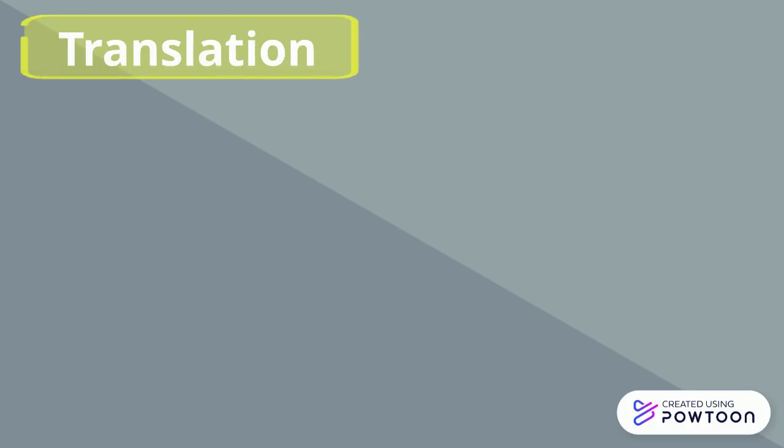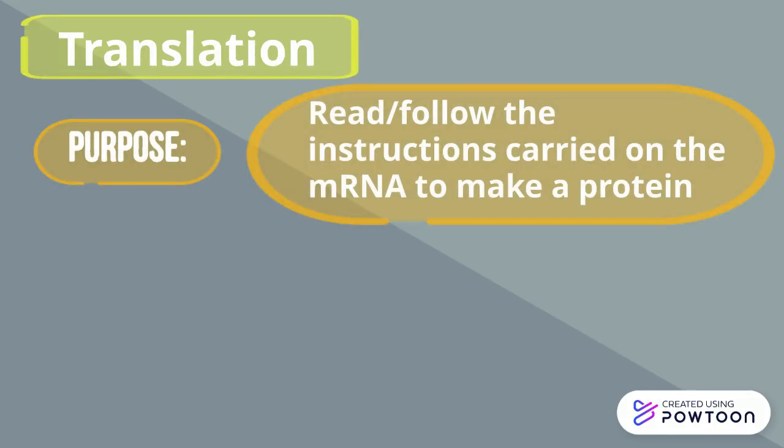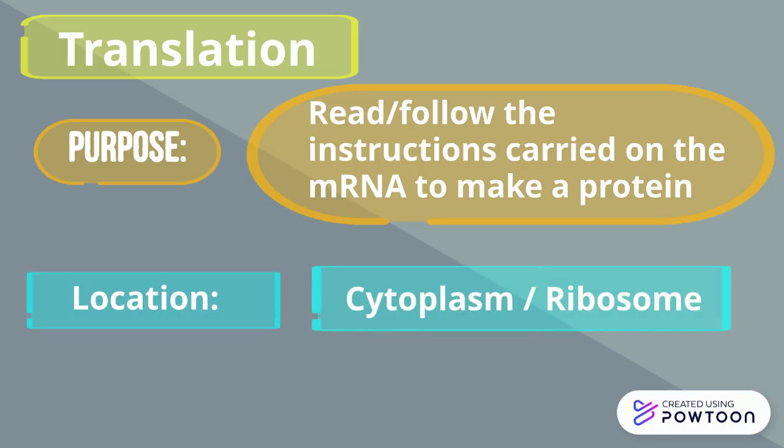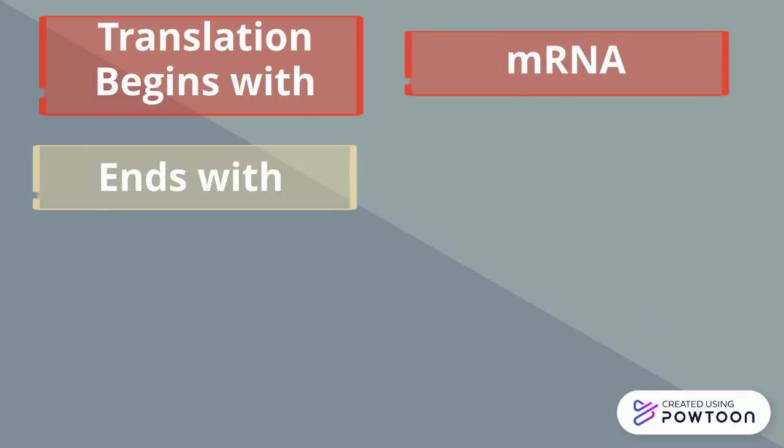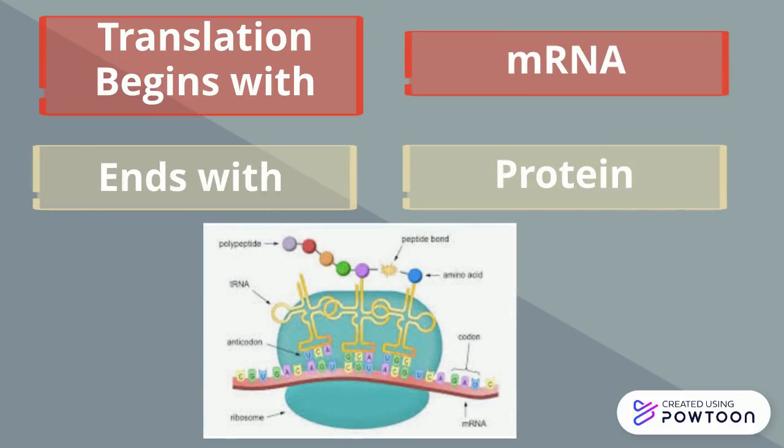Translation. The big purpose here is to follow the instructions in the messenger RNA from the DNA to make a protein. This occurs in the cytoplasm in a ribosome. Translation begins with messenger RNA in a ribosome and ends with a completed protein from amino acids.